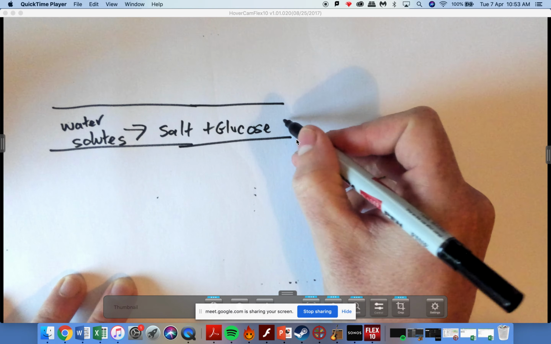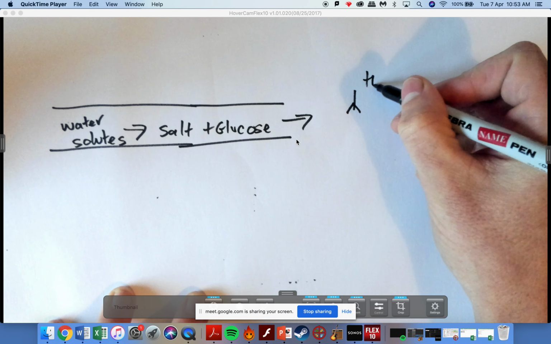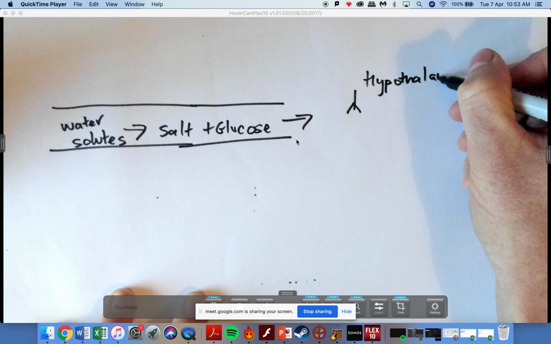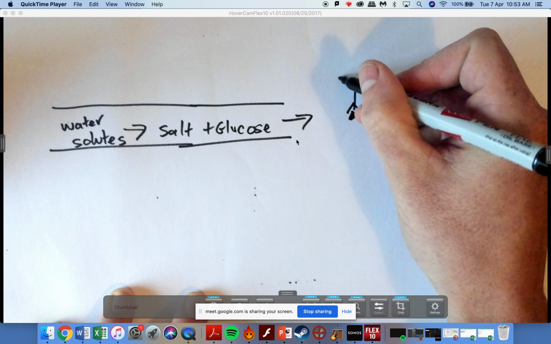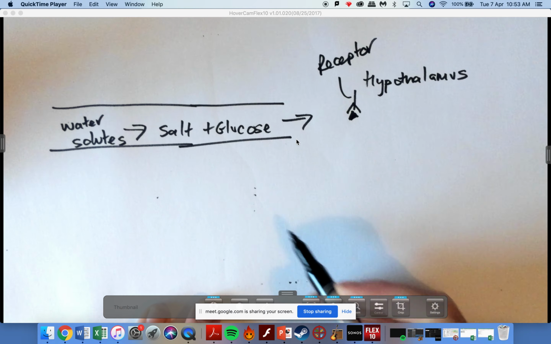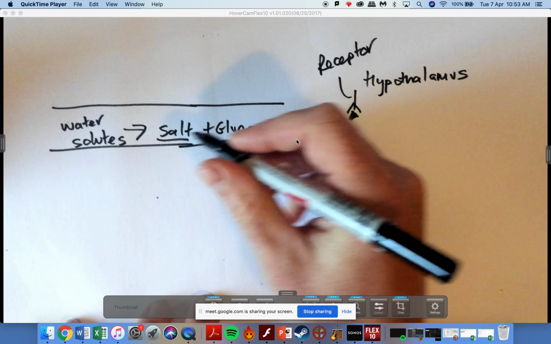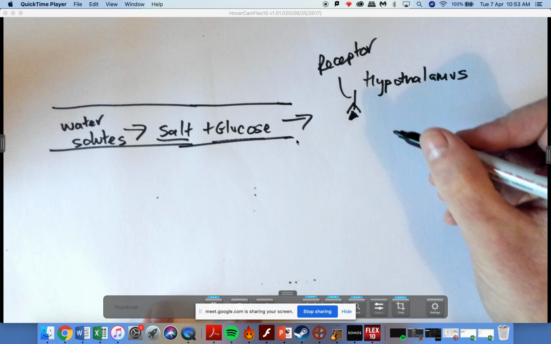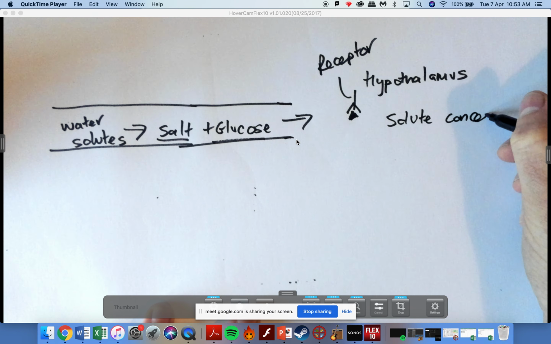And these are going to flow through and they're going to get to the hypothalamus in the brain. And what it's going to do is it's going to have receptors. So this is my receptor here. It's going to have receptors for glucose and for solute. And through detecting that, it can work out solute concentration.